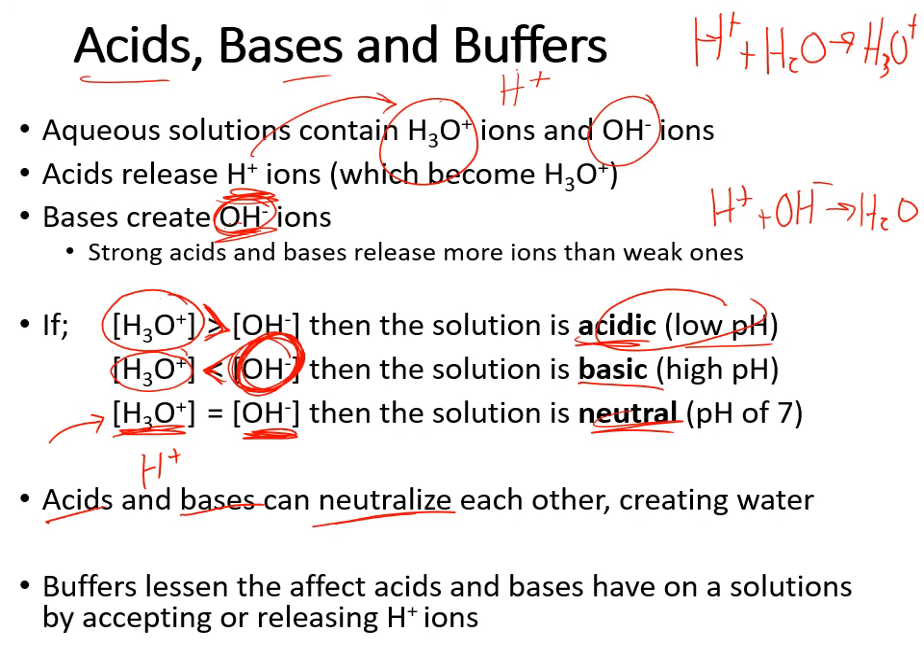Buffers essentially lessen the effect that acids and bases have on a solution. If you have a solution that has a buffer in it, and you try to make it more acidic or more basic, it would resist that change. This is really important in biology because if you change the pH, if you make it more acidic or more basic, the molecules that are in there end up getting changed as well, which is bad if you're trying to use those molecules to stay alive. So buffers can actually stop that change in pH. They do this by accepting or releasing hydrogen ions.